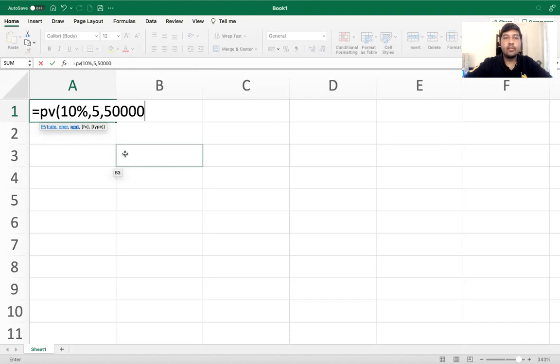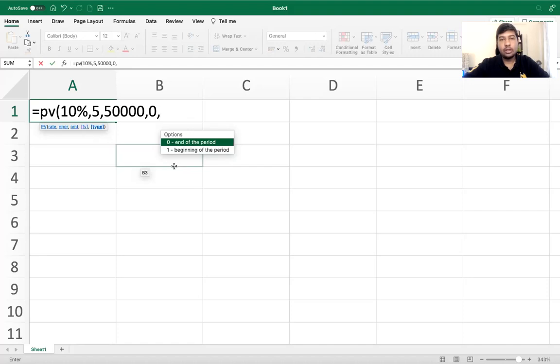Now, since this is an inflow, 50,000 rupees will be positive. Then after PMT, it asks you what is the future value. Now, what is the future value? 0, because after 5 years, you don't need anything. And then after future value, it will ask you type. So if it is begin, it will ask you to type 1. If it is end, it will ask you to type 0. So we will do the calculation with begin first, then we'll do the calculation with end later.